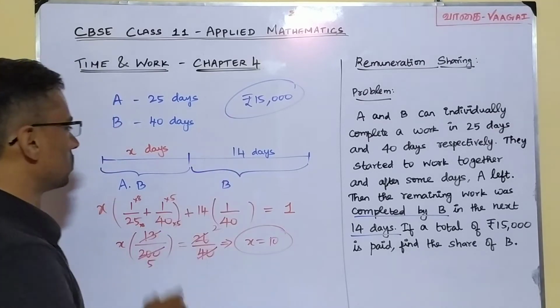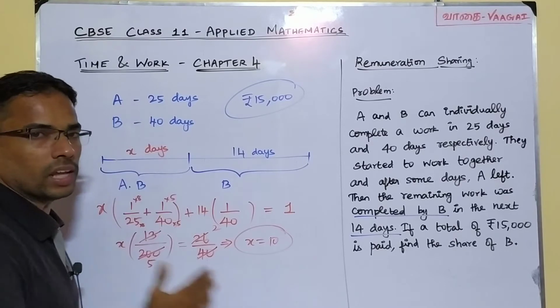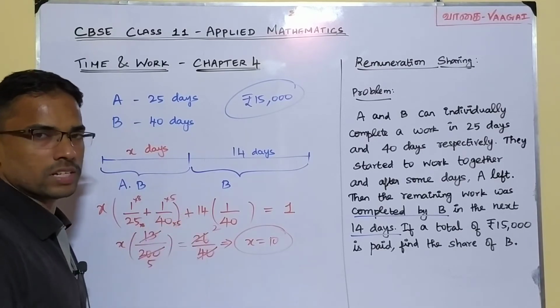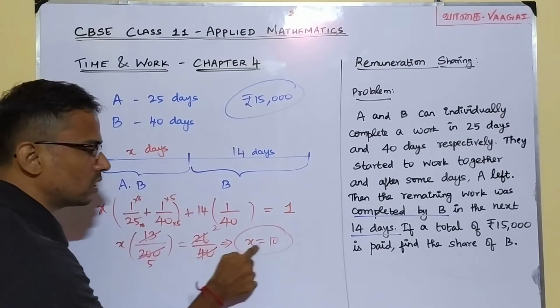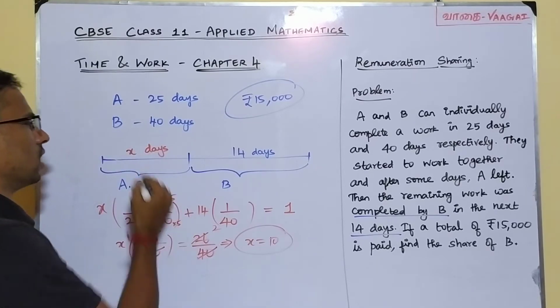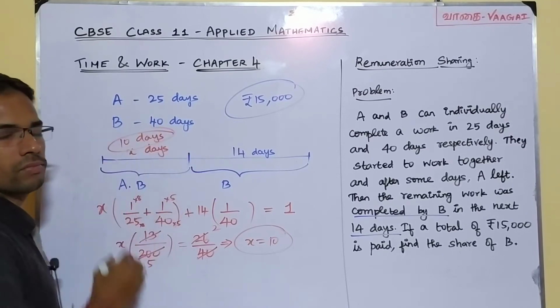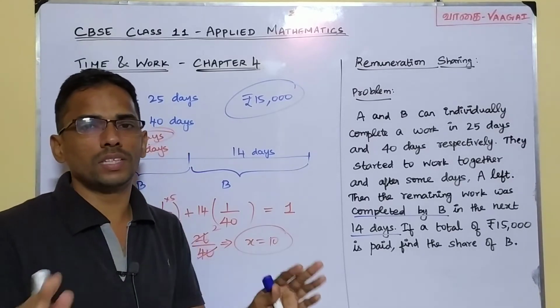What is the meaning here? This initial part, A and B, they have worked together, right? For some span, for some duration. That duration is what? 10 days, because that is what we assumed to be x. So initially they have worked for 10 days. Fine. All these things are over.